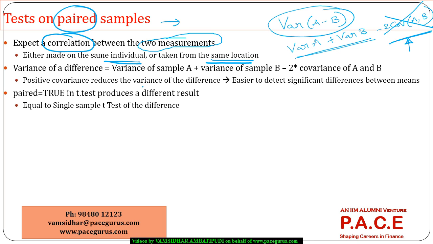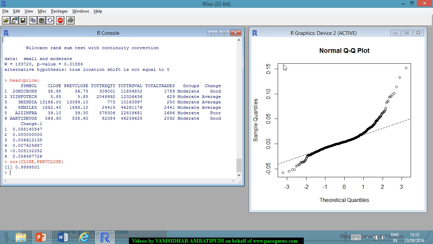So the positive covariance is reducing the variance of the differences. By making the assumption regarding independence, my results for the difference between the means are probably very different from bringing the covariance aspect into that data. So this is where, if the variables are not independent, I should do a t-test between the close as well as the previous close.